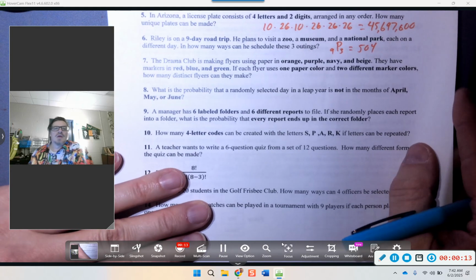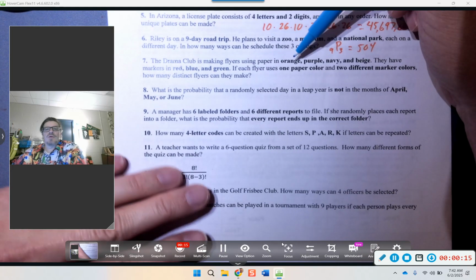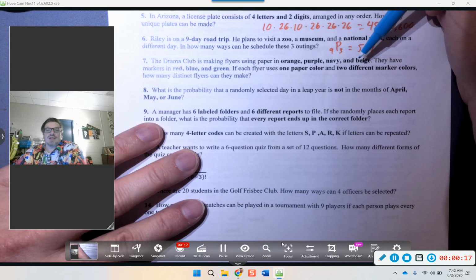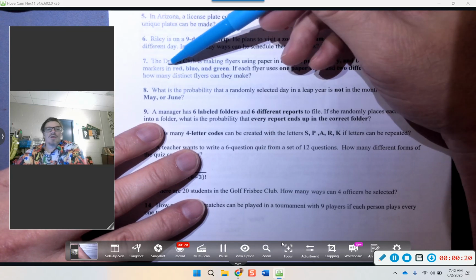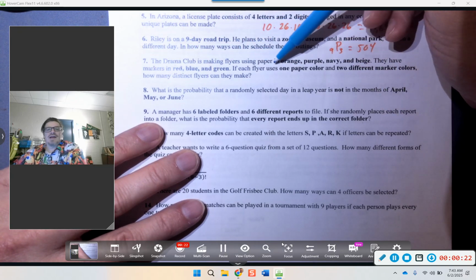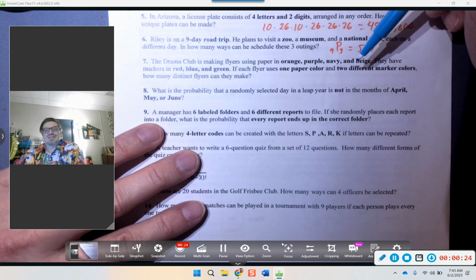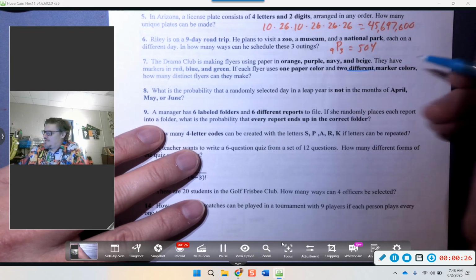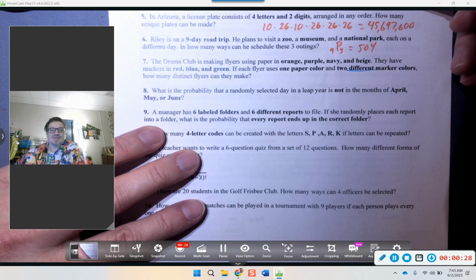phone video. The drama club is making flyers using paper in orange, purple, navy, and beige. Okay, 4 different colors. They have markers in 3 different colors, and each flyer uses one paper color and two different marker colors. So how many distinct flyers can they have?